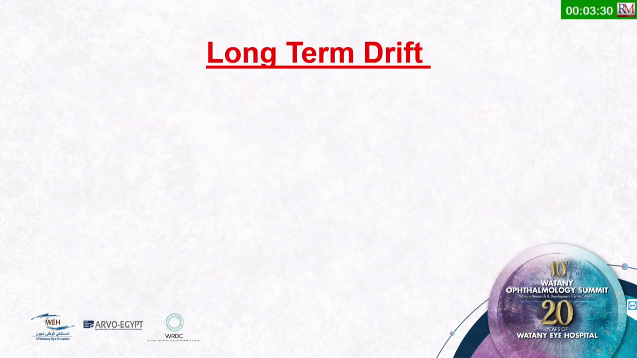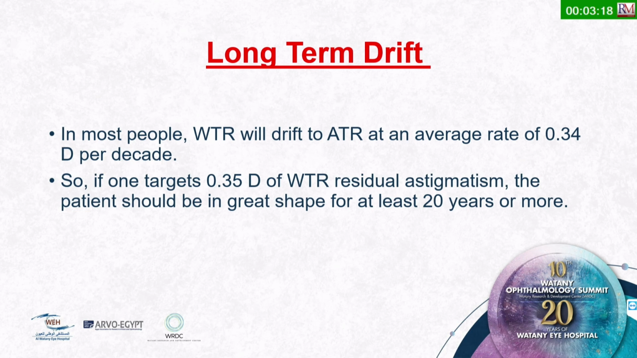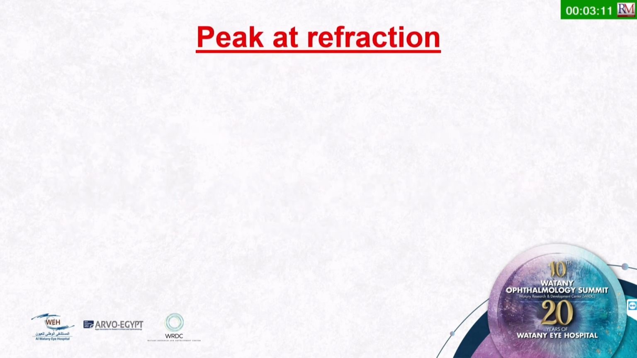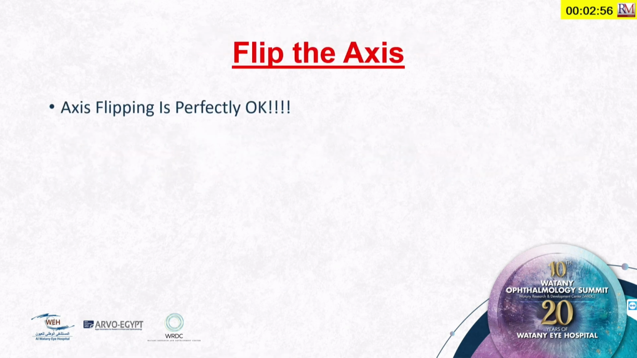So for long-term drift, it is known that in most people, in the anterior cornea only, with-the-rule astigmatism will drift to against-the-rule at an average rate of 0.35 per decade. So we have to aim for a postoperative with-the-rule residual astigmatism of 0.3 diopters. It's very important to peek at the patient refraction, because if a patient has a significant refractive against-the-rule cylinder and very minimal K reading against-the-rule cylinder, then we should expect extra posterior corneal cylinder and choose a higher toric IOL power to treat it.